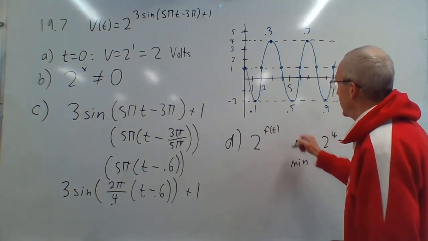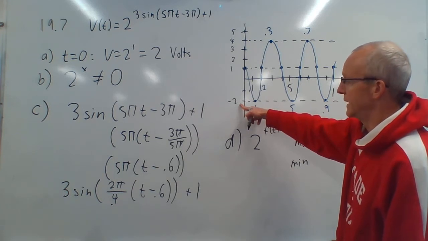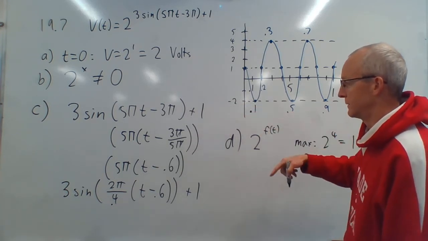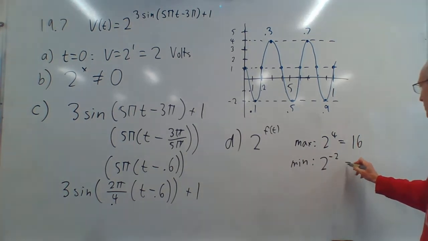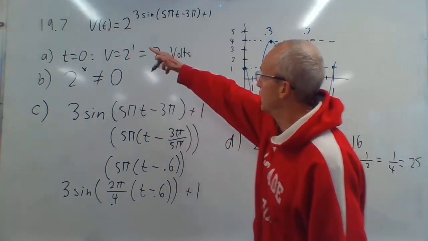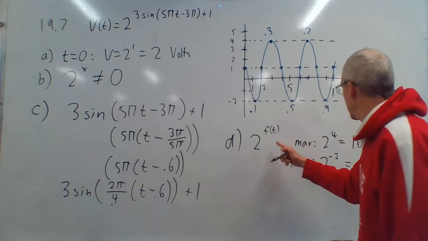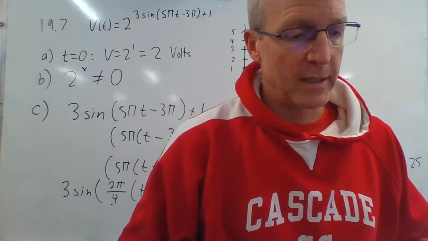And the minimum is when this thing is negative 2. It gets all the way down to negative 2. Yep, that's right. Okay, so minimum is negative 2, so 2 to the negative 2, which is 1 over 2 squared, which is 1/4, which we can write as 0.25. So this thing here, the 2 to the power, goes from 16 to 0.25. All right, now that's part D.